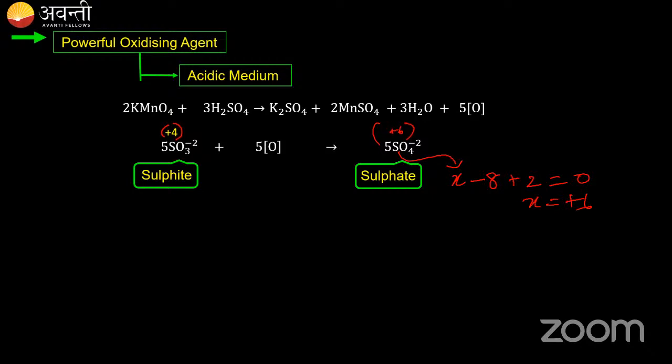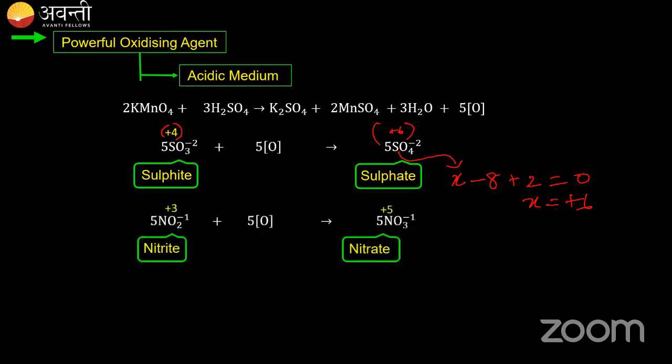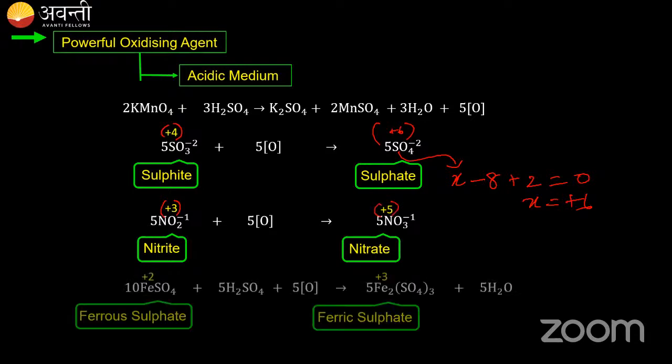Sulfite to sulfate. Then the next is nitrite to nitrate. Nitrite is +3. Nitrate is +5. Two electrons are lost. Then the next is ferrous sulfate to ferric sulfate. Yesterday we studied the same thing. Like K2Cr2O7, this one also will oxidize ferrous to ferric. Okay. So shall I move on to the next slide, students? Have you all noted? Okay.